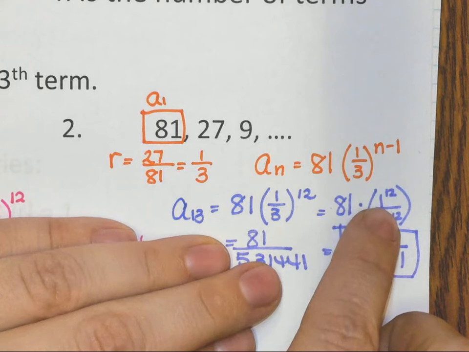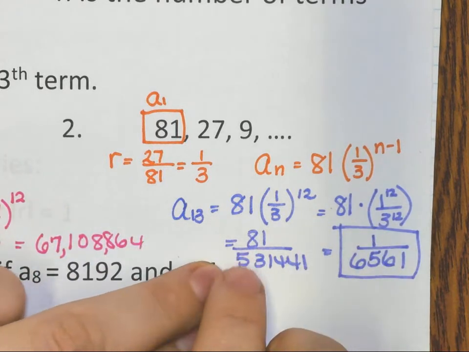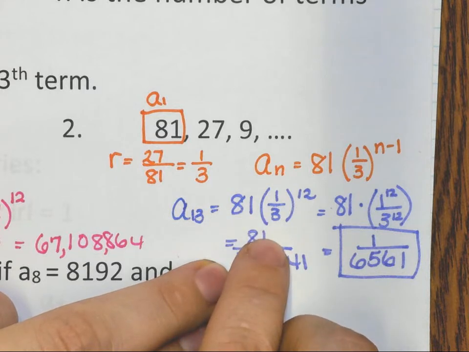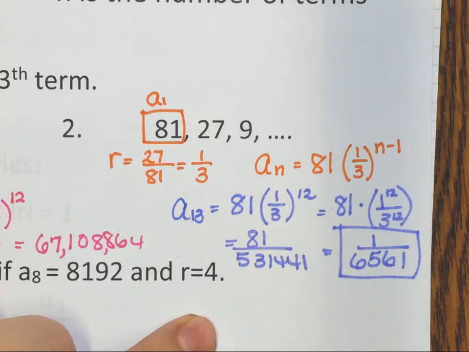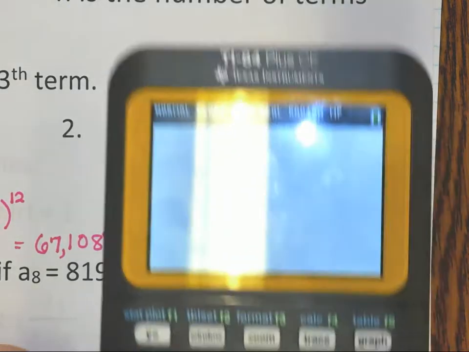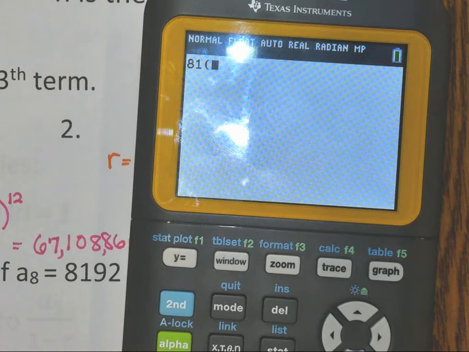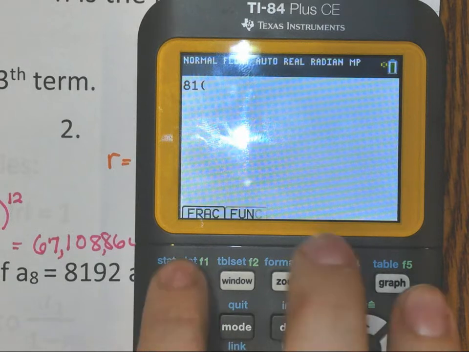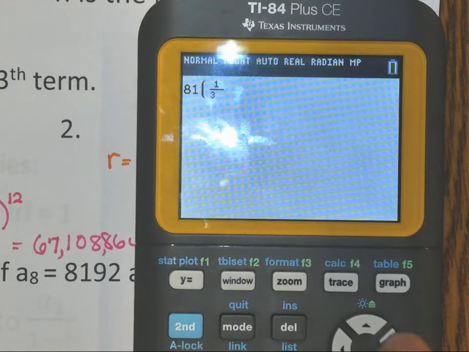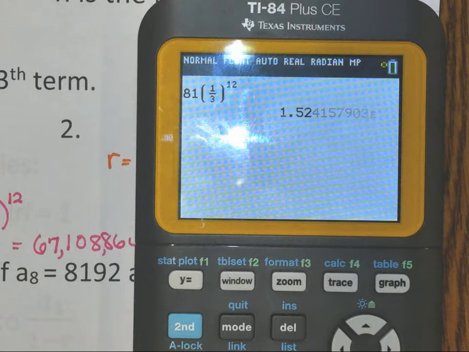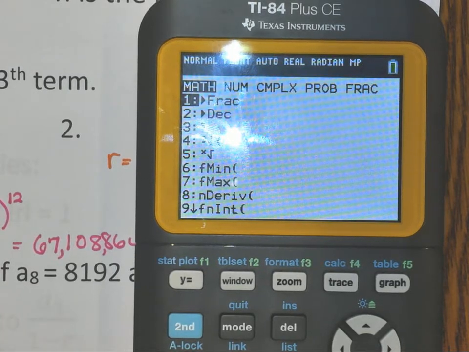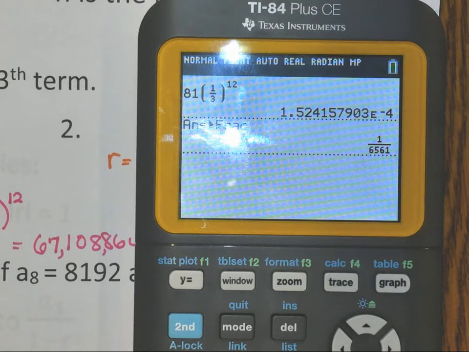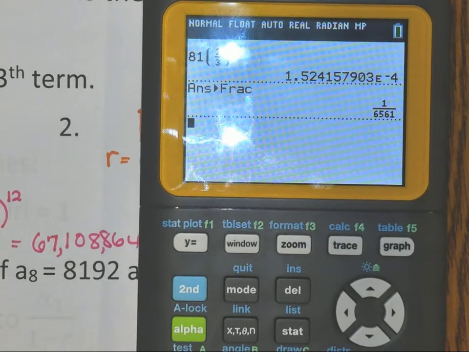So, that's 1 to the 12th, which is just 1, over 3 to the 12th, which is 531441, and the 81 is on top. Because when you multiply fractions, it's numerator times numerator, denominator times denominator. And then you simplify. You could do all of that work separately in your calculator, or you can just type into your calculator 81 times 1/3 to the 12th. And if it gives you a decimal, math, enter to your fraction. Okay?